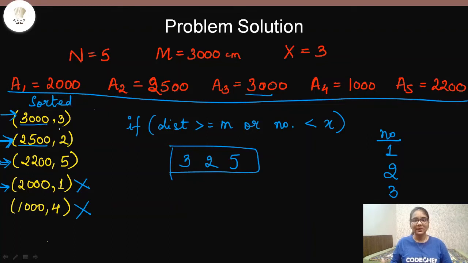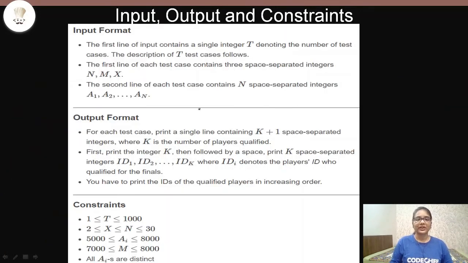Now it's a very simple one. So please try it out on your own. The code will also not be too difficult. So definitely give it a try, and if you are not able to solve it, then we will definitely be seeing the code. But before that, let us see the input, output and constraints.